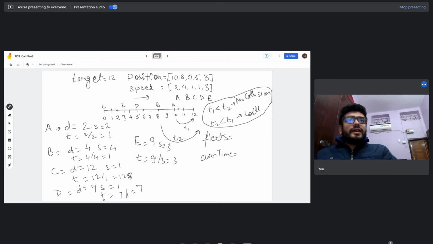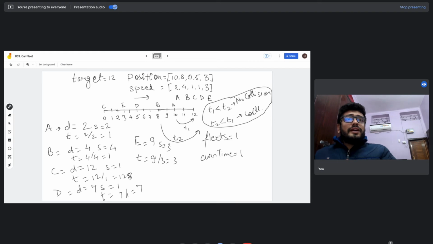So we are going to start with the car which is nearest to the target, which is A. We already know the time A takes to reach the final destination is 1, and initially we have just one fleet, because we just have one fleet having A in it. Now we are going to check whether B needs to be added to the same fleet or it will be a part of a new fleet.